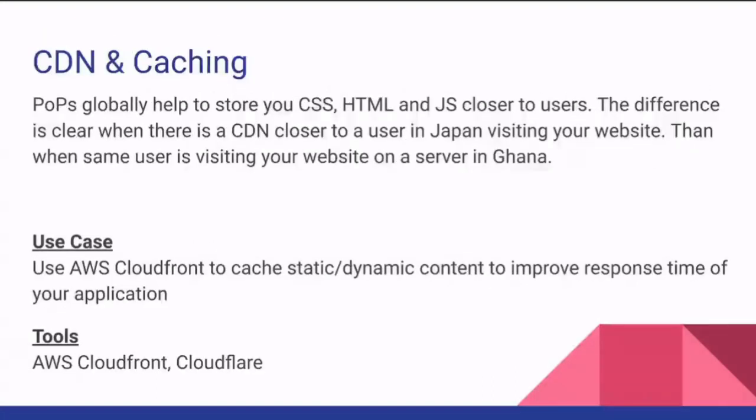Now the next strategy here is the CDN and caching. Now, POPs. POPs are points of presence. These are little data centers, more minute data centers in the cloud where caching occurs. Caching is having a copy of your website somewhere in the globe, making it faster for users in that particular region to access that website.